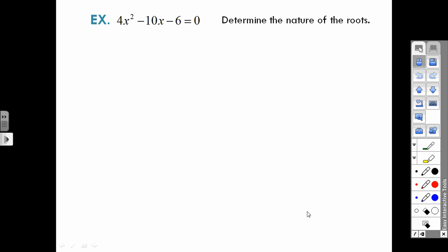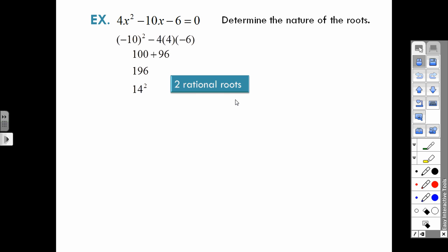Okay, so let's apply it. We're going to determine the nature of our roots. So just looking at this, we're going to plug in the a, b, and c into our discriminant. So b squared minus 4ac. Evaluate it, and it all comes out to be 196, which, if you're really good with your perfect squares, you realize is 14 squared. So that means that we get two rational roots.